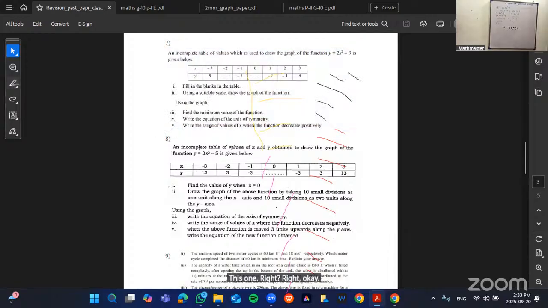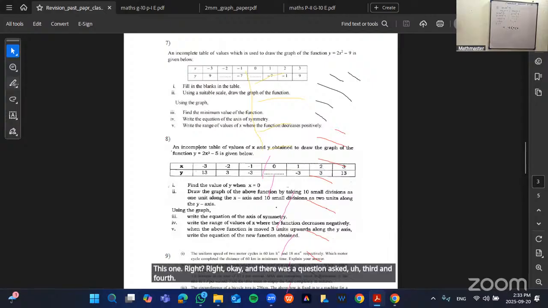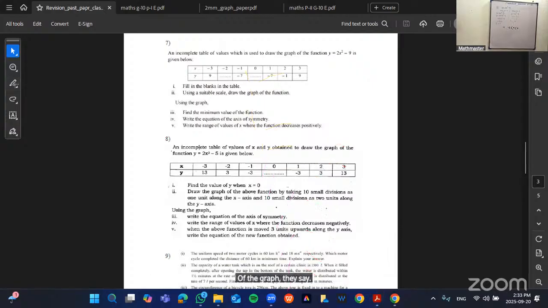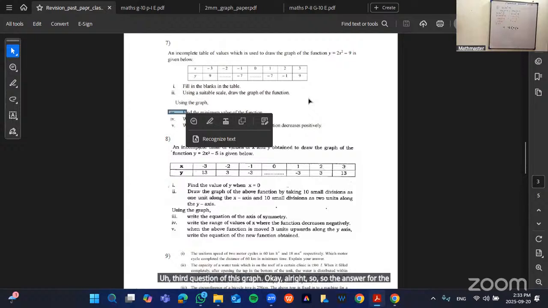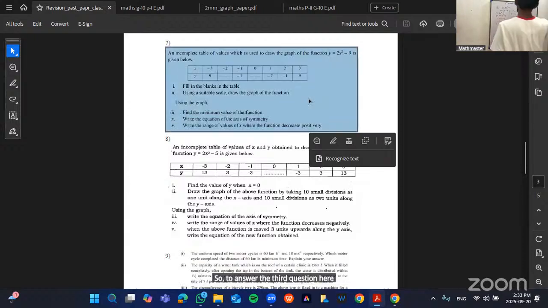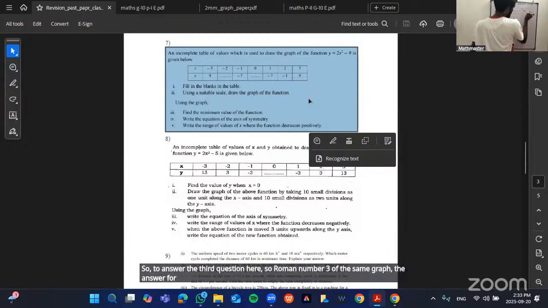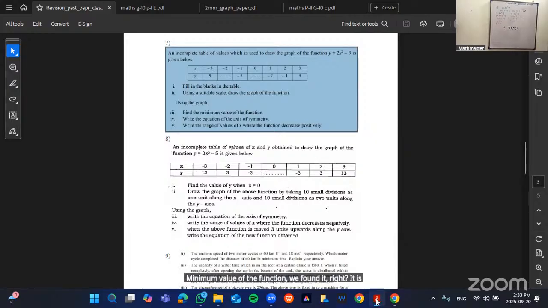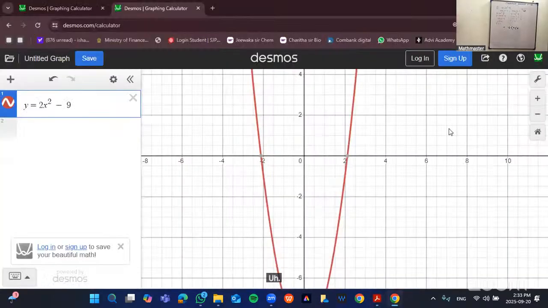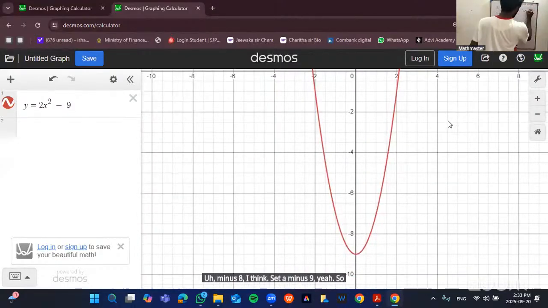Okay, and there was a question asked about the third and fourth of the graph. Let's see the third question of this graph. Roman number 3 of the same graph. The minimum value of the function, we found it, right? It is what? -8, I think. Sorry, -9. Yeah, so the minimum value is -9.